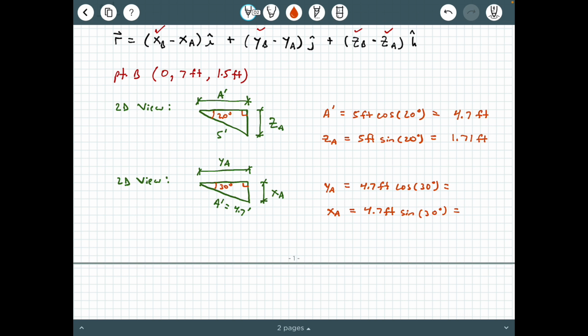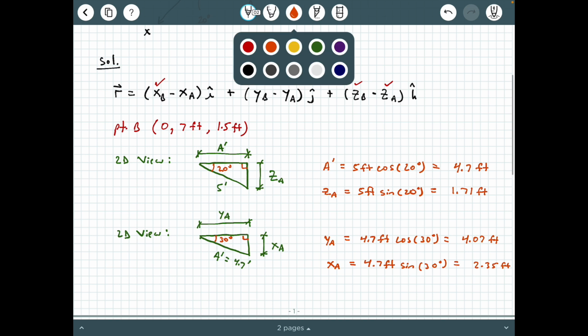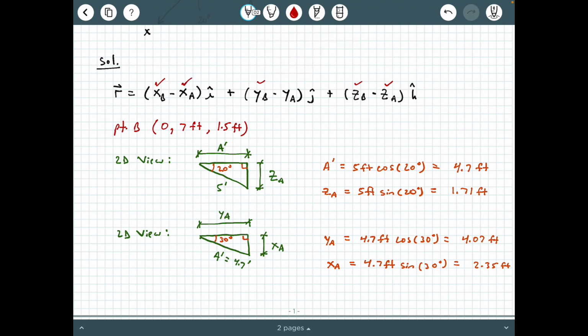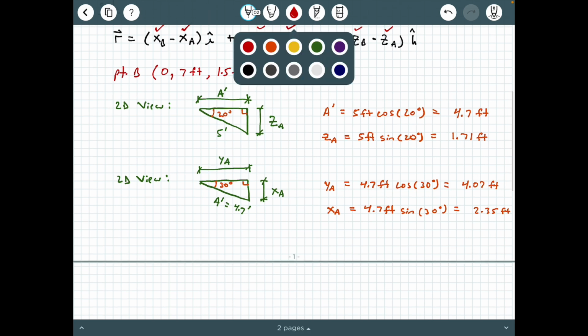So if I punch this in, let's see what we get. 4.7 times cosine 30 is 4.07 feet. And then I'll have 4.7 times sine of 30. Again, you're in degree mode, 2.35 feet, okay? And so now, what do I have? Well, I can check off that XA and that YA. So now I can piece all of this together as my position vector, okay?